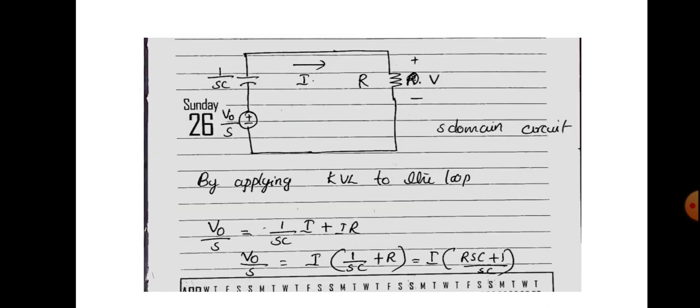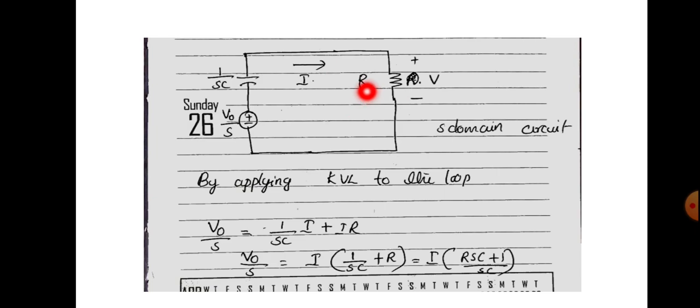this is the circuit. If we apply KVL to the circuit, we will get this voltage, that is voltage V0 by S, will be equal to I, the current, into impedance. That means current is I, impedance is 1 by SC. So that will be I into 1 by SC, which is another voltage, and that will be added to I into R, where I is the current flowing through it.